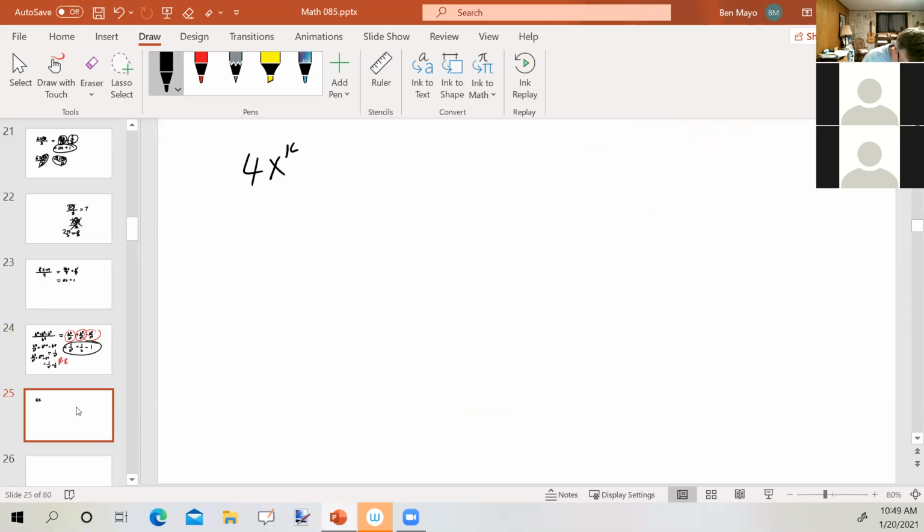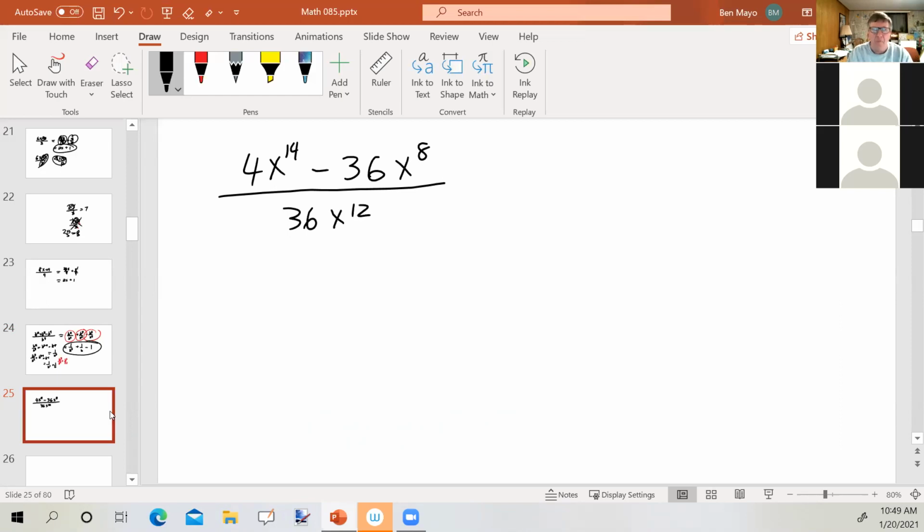4x to the 14th power. If you need to stop me, say so. I'm in no hurry. I'm not going anywhere. Well, that's for sure. 36x to the 8th all over 36x to the 12th power. A polynomial divided by a monomial, we're going to get 4x to the 14th over 36x to the 12th minus 36x to the 8th over 36x to the 12th.